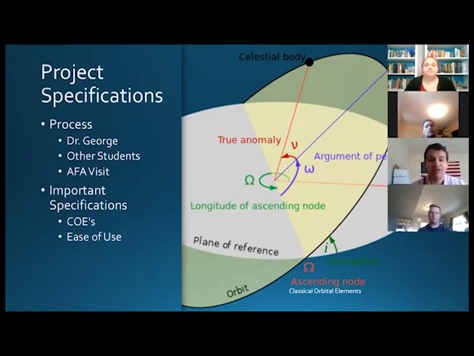Additionally, we met with some other students who have taken astrodynamics. We interviewed those students and asked them what they thought was important in an orbital device that they can learn from in class. They brought up their own ideas, and that way we didn't overlook anything. That was another way that we decided on some of our project specifications.